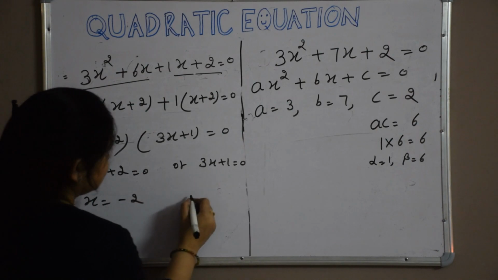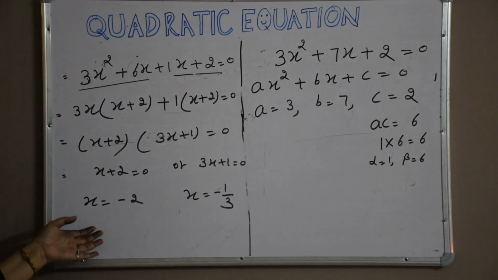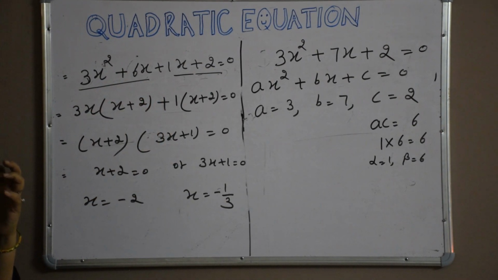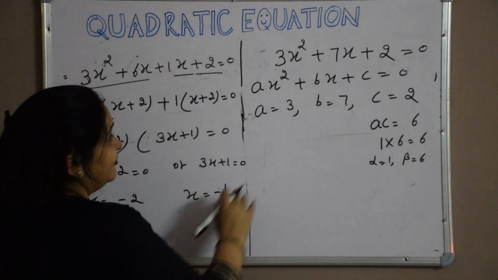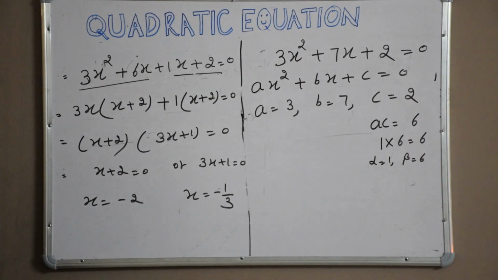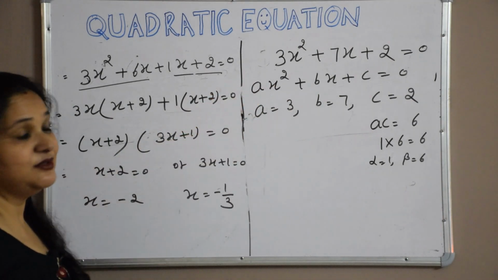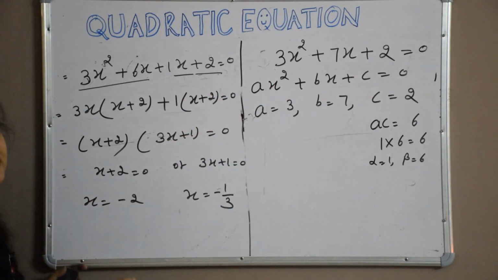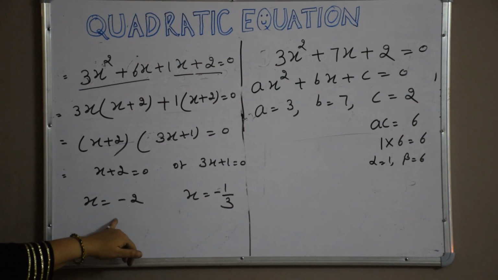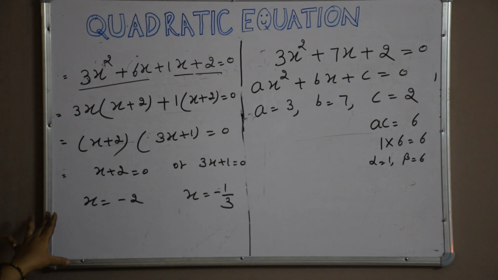X is equal to minus 2, x is equal to minus 1 by 3. So we got two values of x which make the value of the polynomial equal to 0. You can verify by applying these two values in the given quadratic equation and you will see that you are getting the left hand side equal to 0. So our roots, they will say find the roots of the quadratic equation. Our roots are minus 2 or minus 1 by 3. Both are the roots of the given equation.